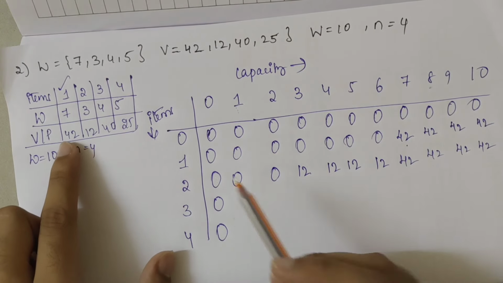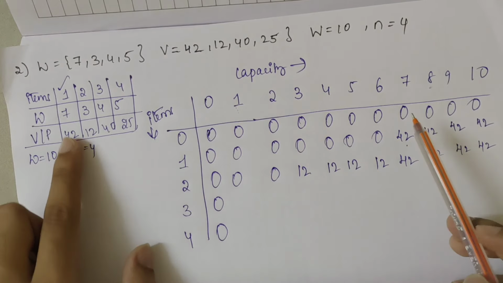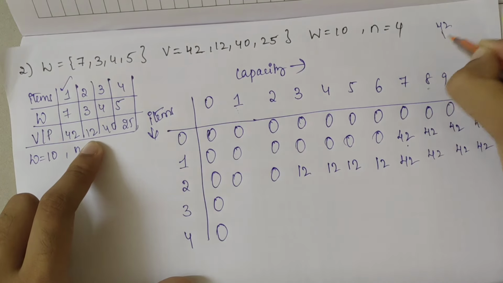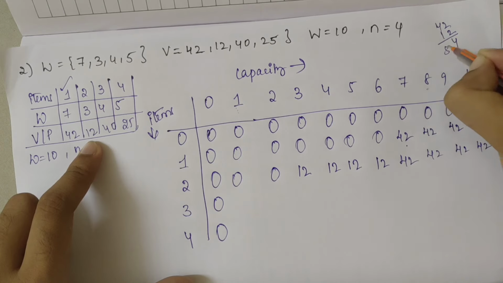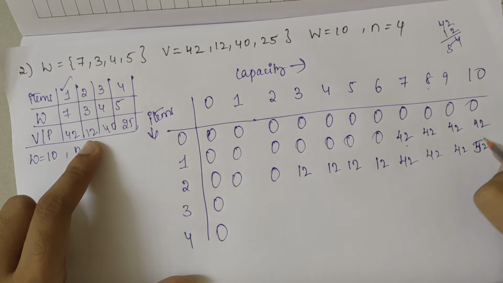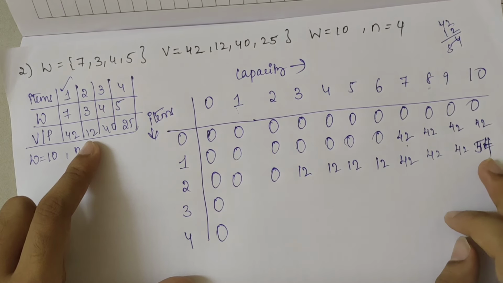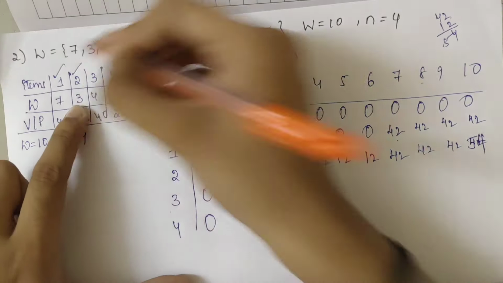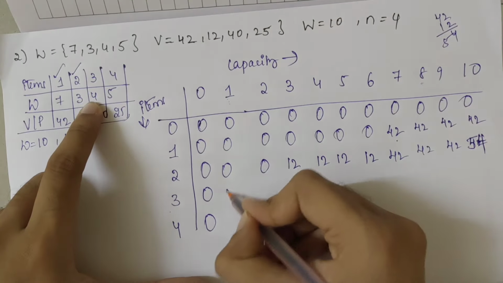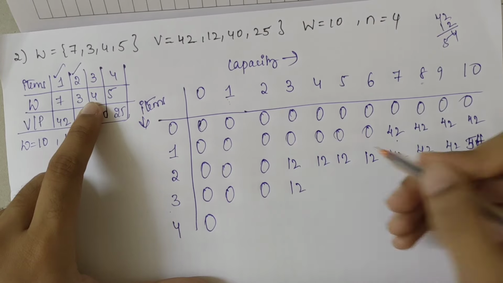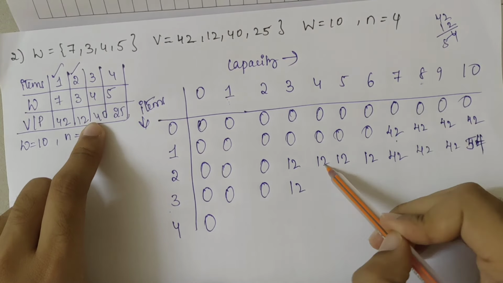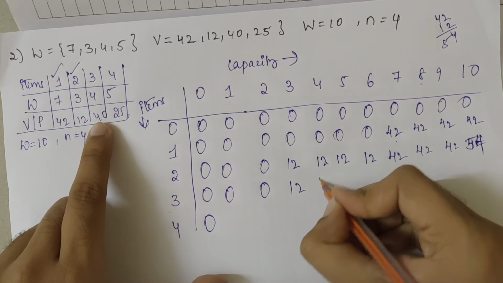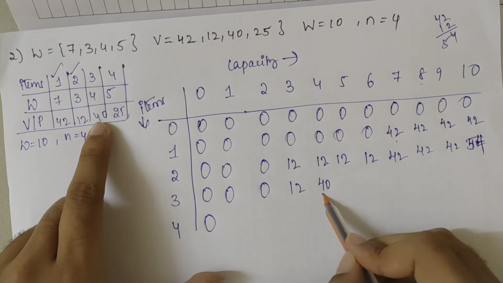Okay. So in 10 I can write 7 plus 3. That is 42 plus 12. That is 54. 54 can be written here. That is the possible combination having maximum profit, right? 54 can be stored. Coming to item 3. Item 3 has weight 4. So for weight 1 0, weight 2 0, weight 3 12 as it is, and weight 4 it is 40. Previously I had 12 and here weight 4 is 40. 12 or 40? 40 has the highest profit. So I'll write 40 here.